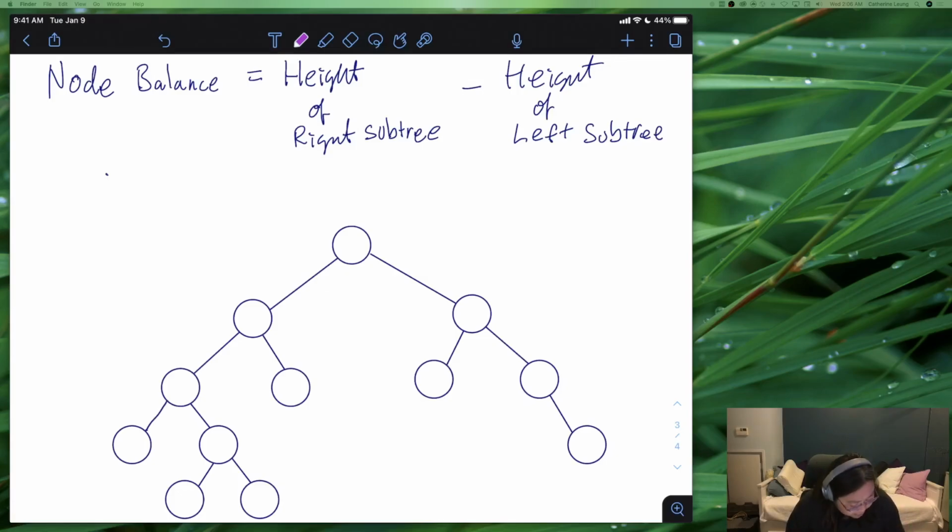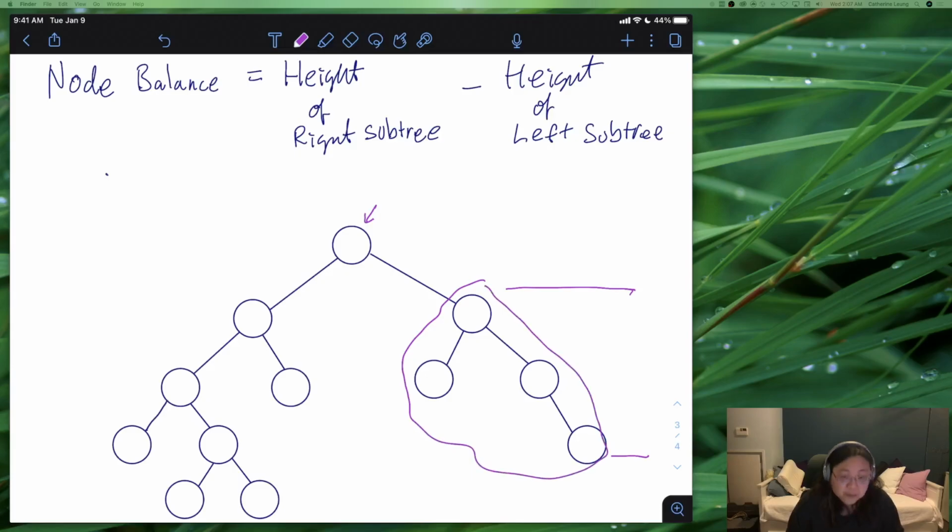So this is the node that we are trying to calculate the balance on, the root node. And what I want to ask is, how tall is this tree over here? By this subtree, what I'm talking about is this part right here only. The right subtree is effectively everything to the right of the node. And we calculate the height of a tree by counting how many nodes there are from the root to the leaf, inclusive.